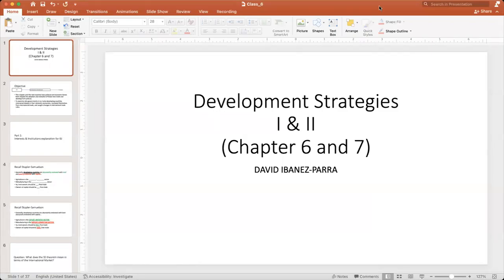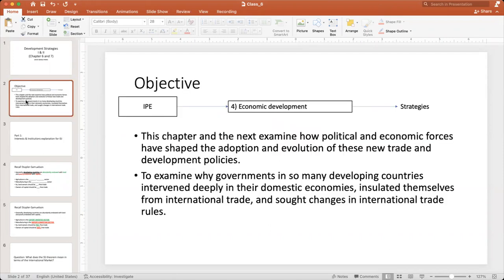Okay, hello guys. This is our class 6 and 7 because I'm going to merge chapter 6 and 7 in this video, and we are going to cover development strategies. So basically, we are going to focus on element number 4 within IPE, which is economic development, and especially the strategies that the developing countries used in the 20th century.